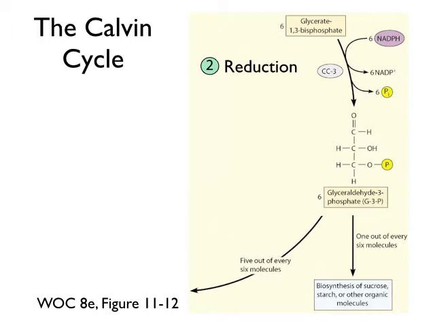So these 6 molecules of glyceraldehyde 3-phosphate, then, as we said, have different fates. Only one of these can be used for biosynthesis. 5 out of every 6 molecules continues around the cycle.